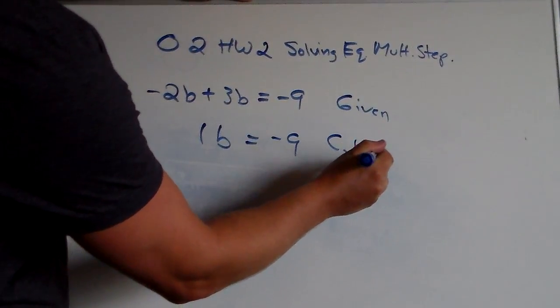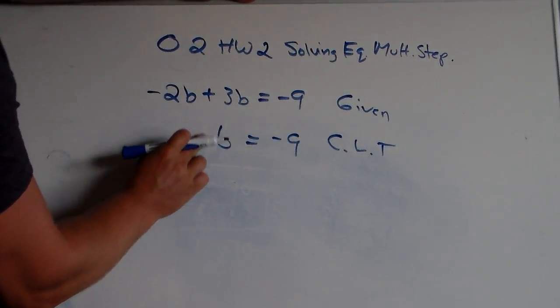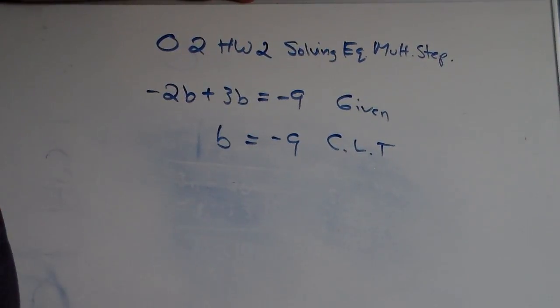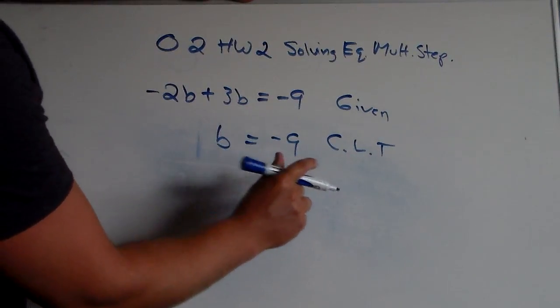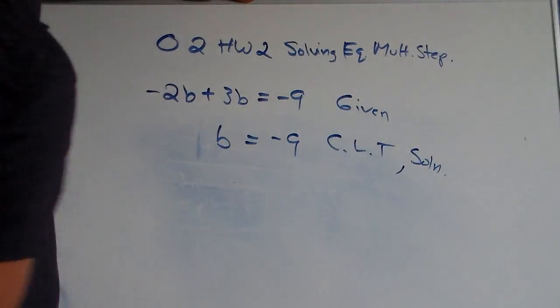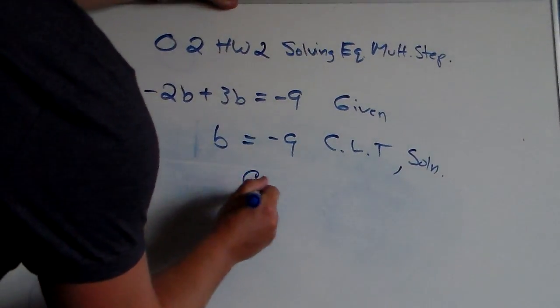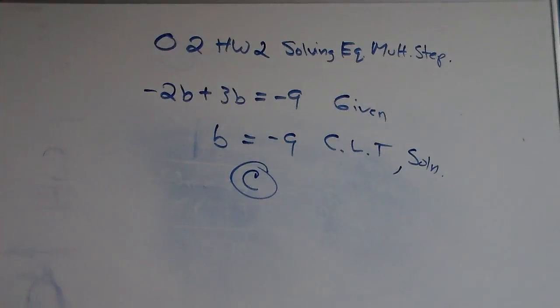We just combine like terms. Now 1b is the same thing as just b. So our answer is actually b equals negative 9. So we combine like terms and it's also the solution. So b equals negative 9. So the answer is C for the multiple choice. Next up is problem number 9.